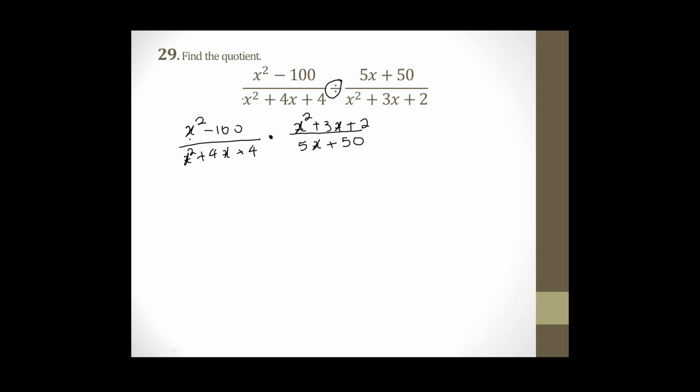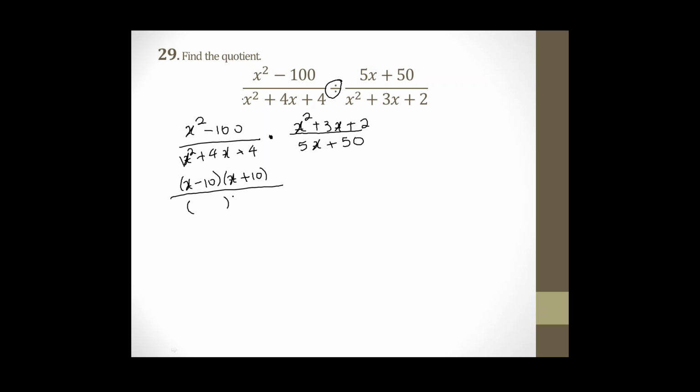Keep, change, flip. Okay, so here we're going to factor and see if we can cancel anything. Right here, I notice that I have a perfect square and another perfect square. That calls for a difference of two squares. Signs are flipped. Square root the first term, split it. Square root the second one, split it. That's it. This one, trinomial, leading coefficient 1, looks like a perfect square trinomial.